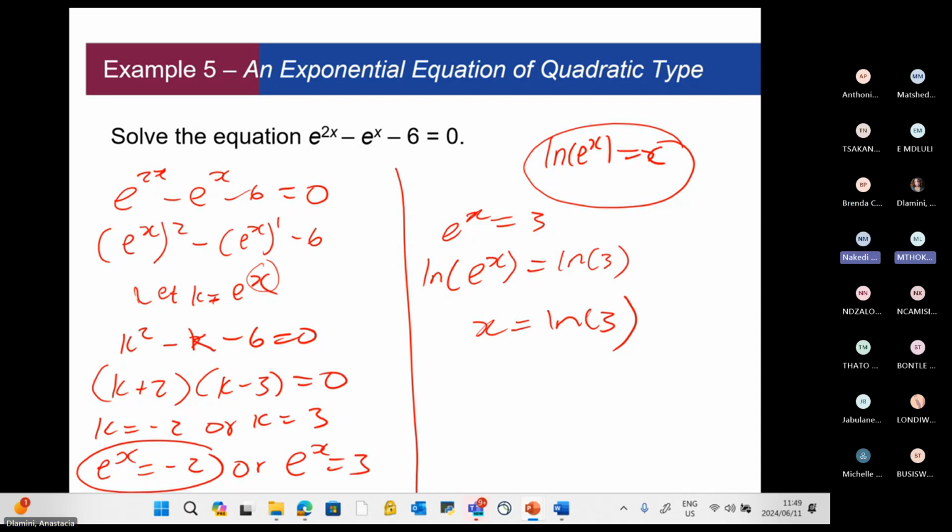Yes, ma'am. Ma'am, can I have a question? I'm a bit confused. What was going to happen if we were supposed to use the log instead of the ln? Okay, yes. Hold it right there.